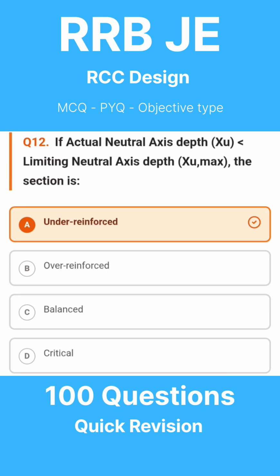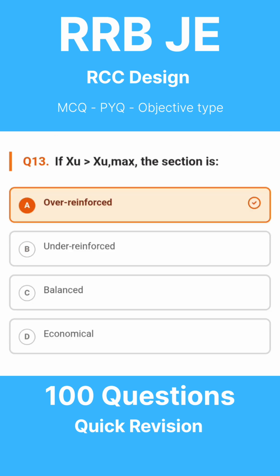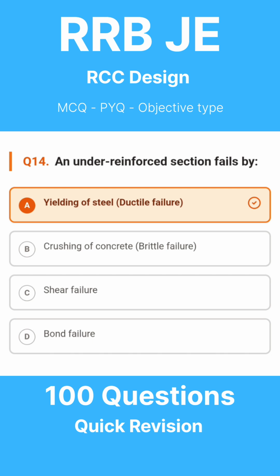Question 12. If actual neutral axis depth xu is less than limiting neutral axis depth xu max, the section is. The correct answer is under reinforced. Question 13. If xu is greater than xu max, the section is. The correct answer is over reinforced. Question 14. An under reinforced section fails by. The correct answer is yielding of steel, ductile failure.